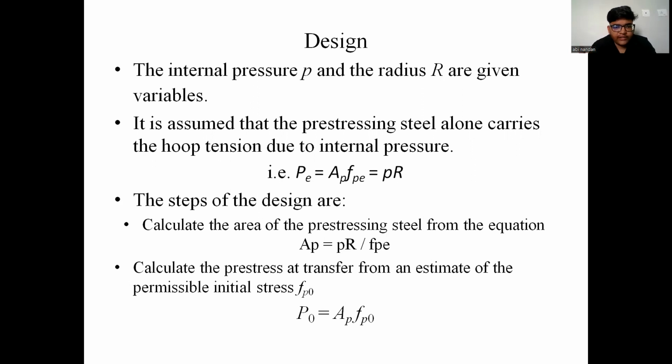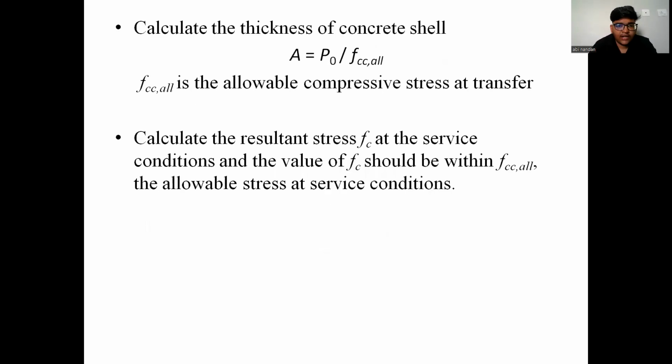Calculating the area of the pre-stressing steel is done by this equation: AP is equal to P into R divided by FPE. The second step is to calculate the pre-stress at transfer from an estimate of the permissible initial stress. The initial stress is FP naught, from which we calculate the pre-stress at transfer. P naught is equal to AP FP naught. And we have two other steps to calculate this.